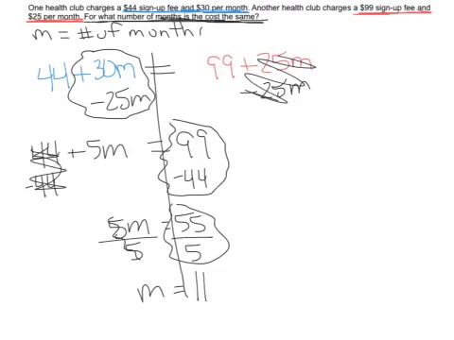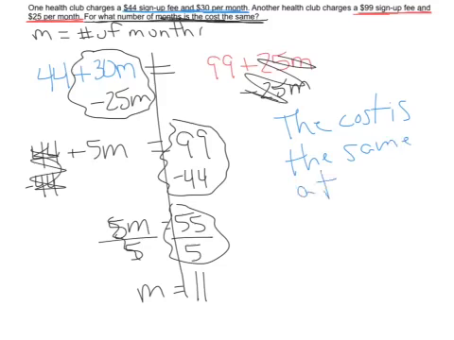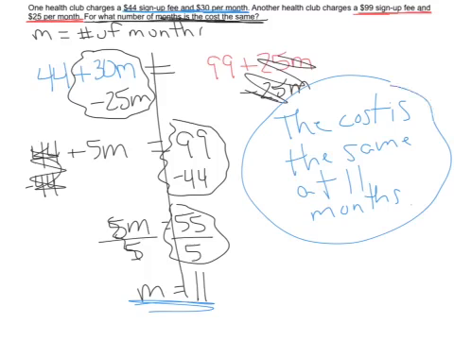Now the last step was to answer the question. So our question was, for what number of months is the cost the same? So we'll say the cost is the same at, and when we solved our equation, we got m equals 11. So at 11, and the m stood for months, so at 11 months. And there's your answer.